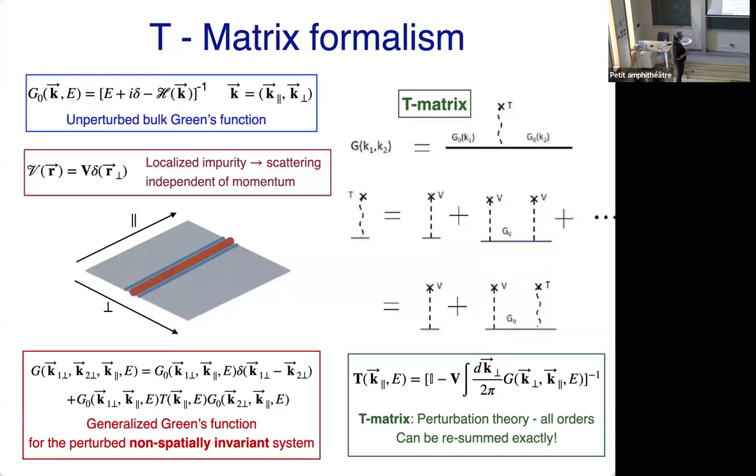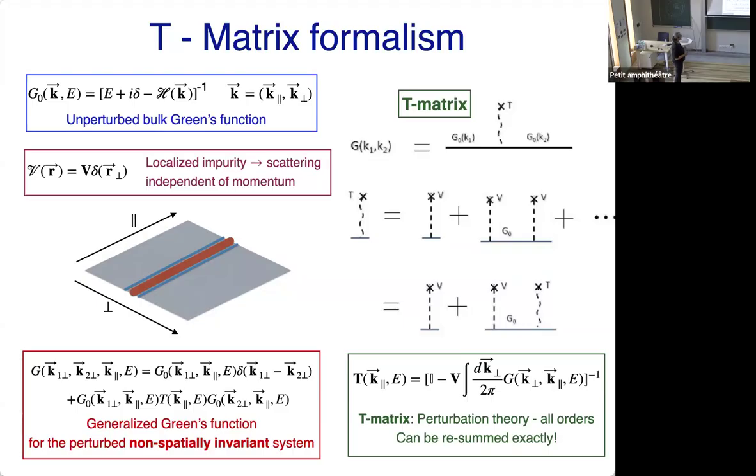And again, this impurity is localized in space. So when we take its Fourier transform, the Fourier transform is independent of momentum, because the delta function potential in space translates by Fourier transform into scattering independent of momentum in momentum space.